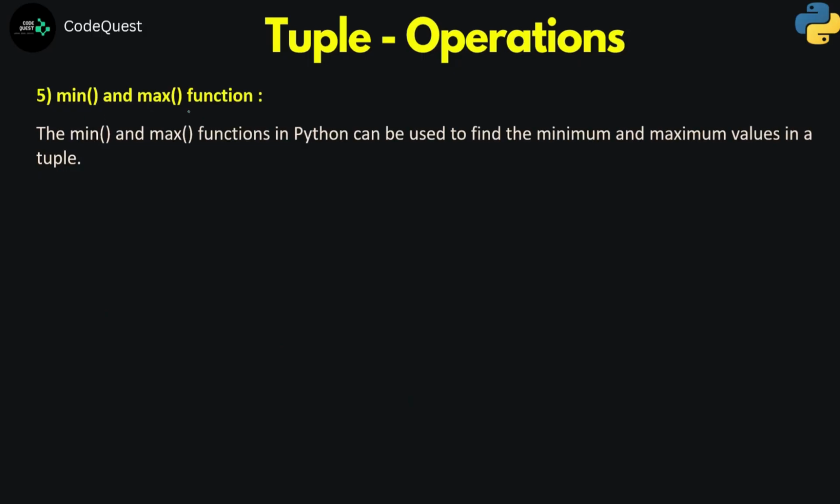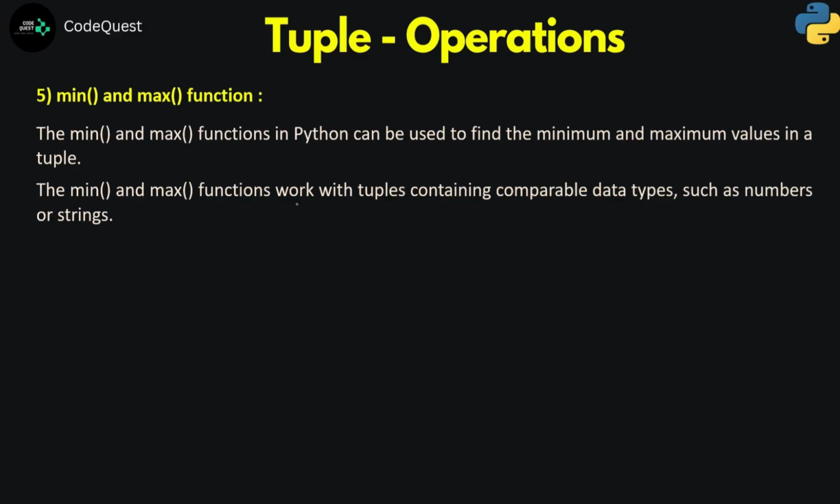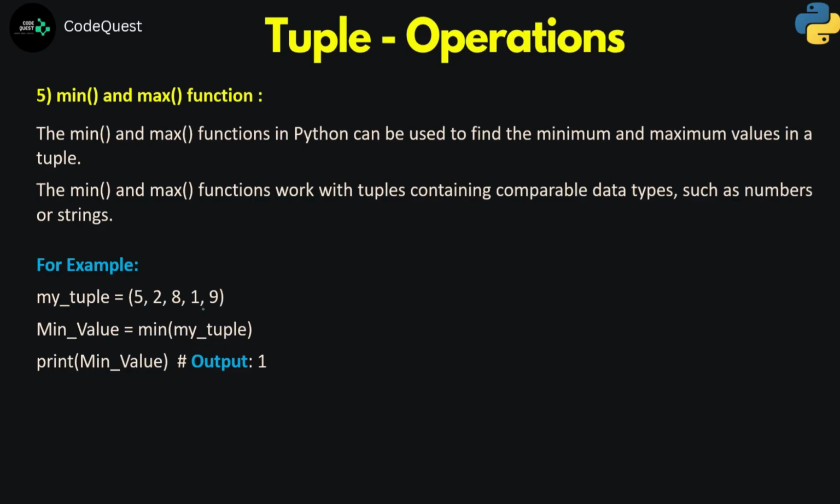The min and max functions, as the names indicate, are going to find the minimum and the maximum value present in a tuple. When we apply these min and max functions, they should be applied on comparable data types, like when all numbers are present or all strings are available in the tuple. Let's say we have taken a tuple with this set of elements. Now I am going to apply the min function on this tuple, and it is going to return the minimum value out of these numeric values present in the tuple, which is nothing but 1. So when I'm printing this min value, I'm going to get 1.